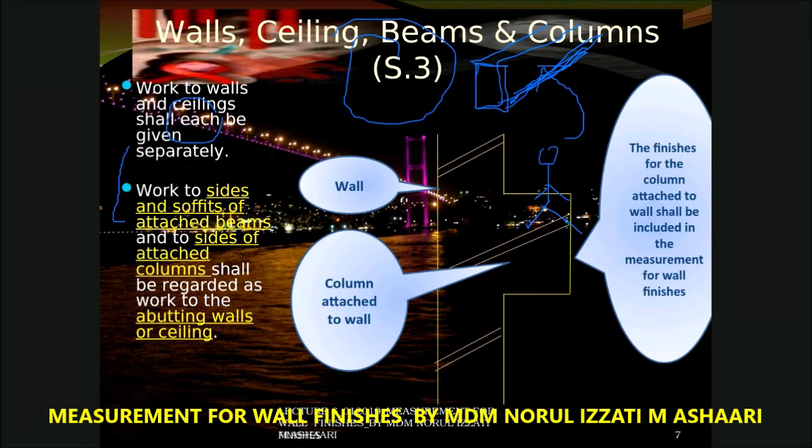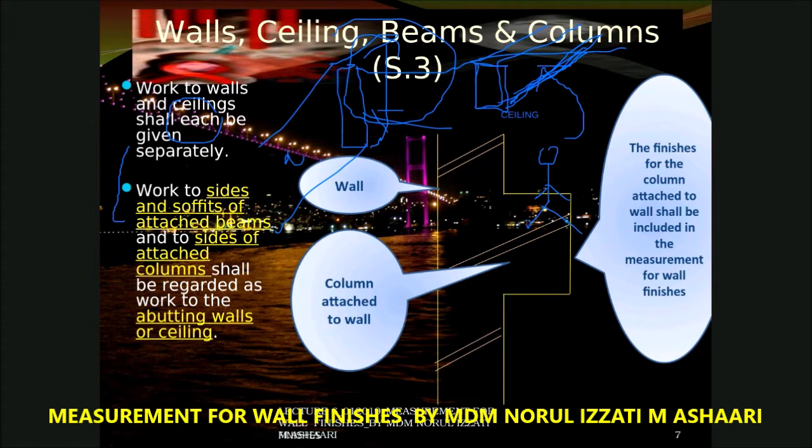Because we don't have the finishes for the beam. And then let's say you have the column or column stump. We call this one a column stump because it is superstructure. So maybe something like this, and then this is your column. The faces of this column are attached to the wall. This is the wall. This is the column. So the surfaces of the column attached to this wall will be regarded as wall finishes. Okay, so this is the meaning of this sentence.